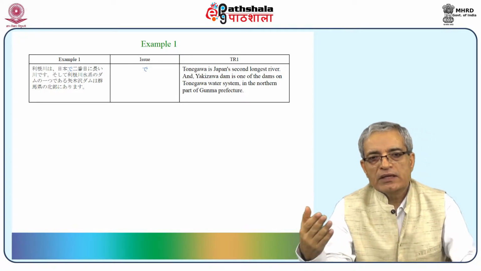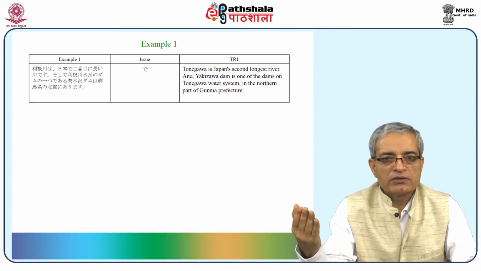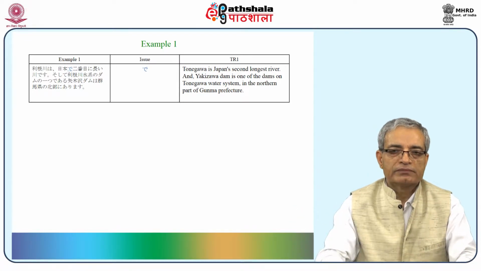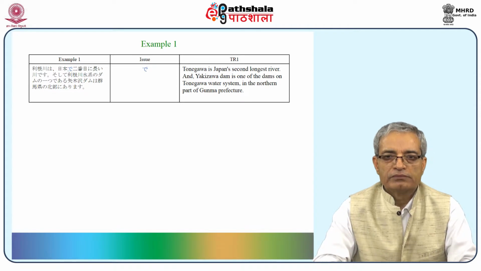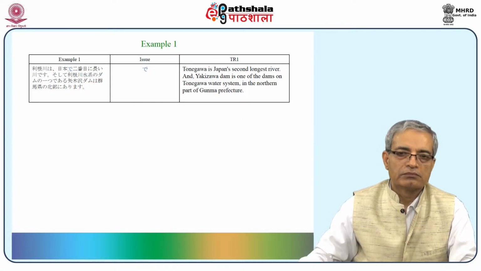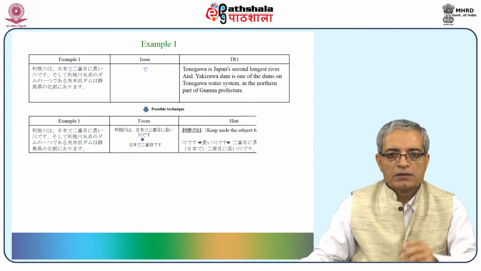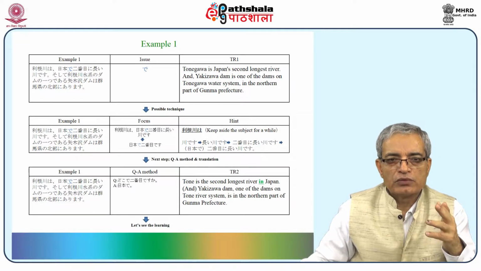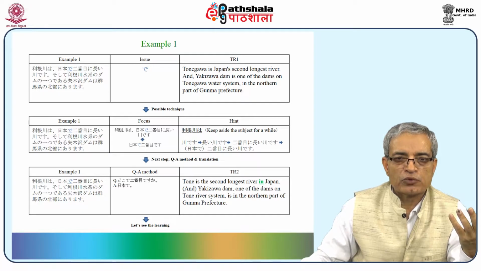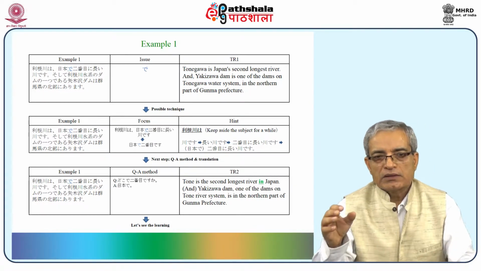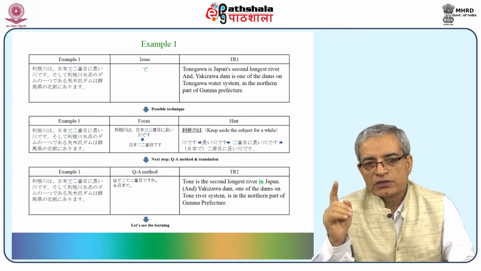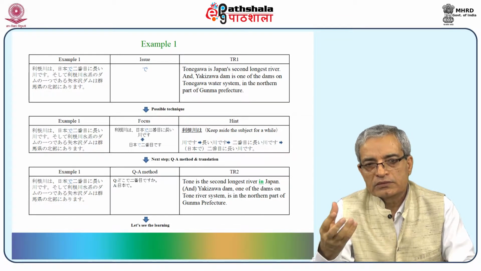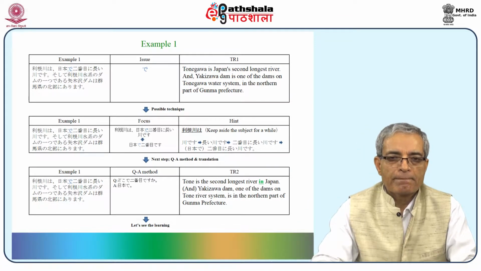And in this case, they has been translated as, can you read out the translation, the first translation? Tonegawa is Japan's second longest river, and Yakizawa Dam is one of the dams on Tonegawa water system in the northern part of Gunma Prefecture. Okay, let's see the second translation, or let's see how we go. Okay, let's see another approach and see how we shift the focus. Yes, can you read the focus, not the components which have been divided here?